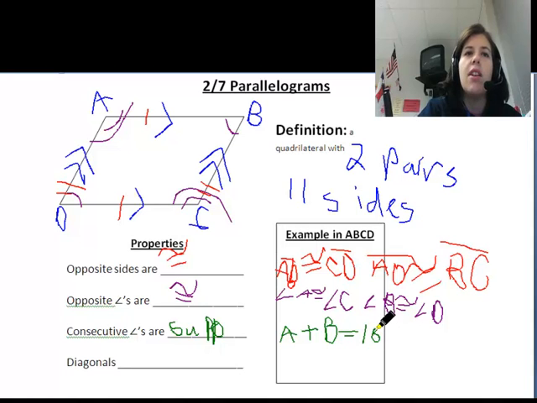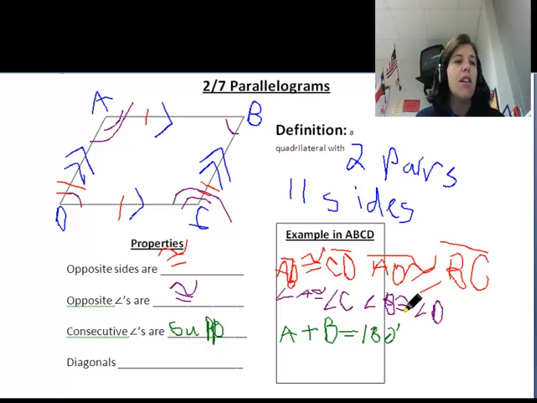So parallelograms are nice because they're very symmetrical. And the last thing we're going to put on here is about our diagonals.